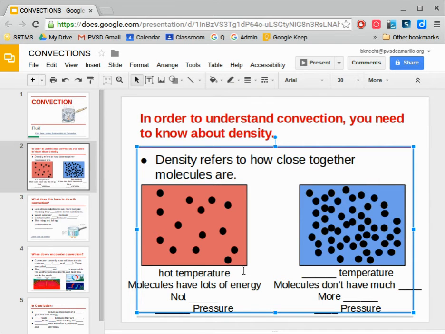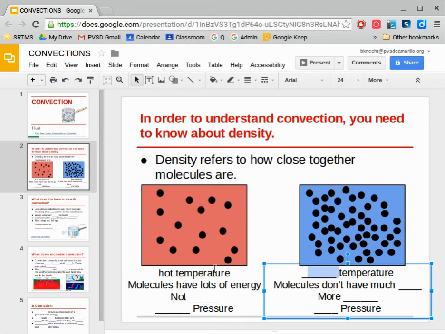However, when we have it cold outside, when there's a cold temperature, penguins don't quite do the same thing. Instead, they don't have much energy. They need to save their energy so they can survive throughout the whole entire winter. So when it's cold outside, those penguins are much more dense. They all cluster all together, just like molecules. When it's cold, they cluster together.